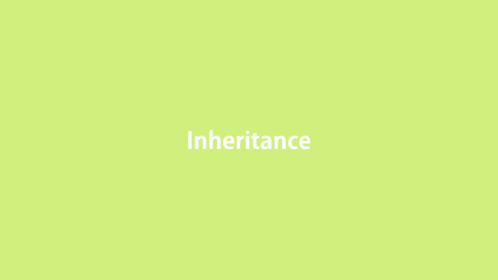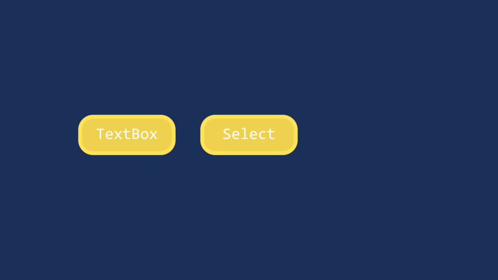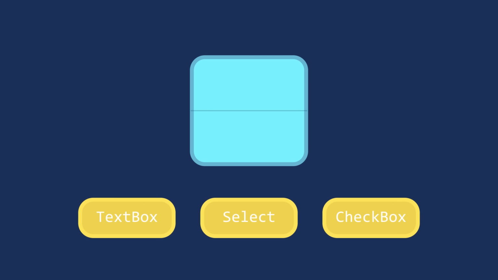Now, the third core concept in object-oriented programming: inheritance. Inheritance is a mechanism that allows you to eliminate redundant code. Here's an example. Think of HTML elements like text boxes, drop-down lists, checkboxes, and so on. All these elements have a few things in common. They should have properties like hidden and inner HTML and methods like click and focus.